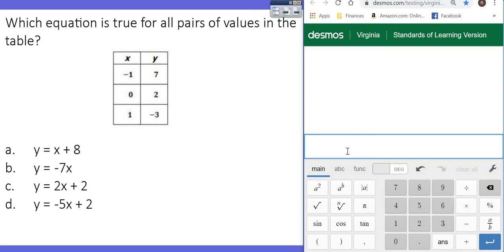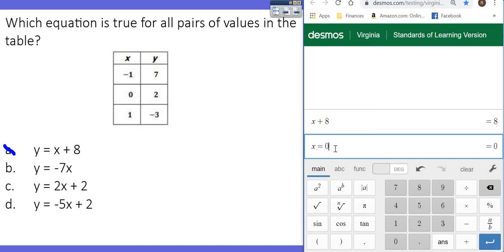I'm going to put in x plus 8. Then I'm going to go ahead and put in x equals -1. That gives me 7. So that works for the first equation. But let's try the second one because you never know what's going to happen. X equals 0. Okay, there you go. It gave me 8. It should be a 2. So that means that this first one is not the answer.